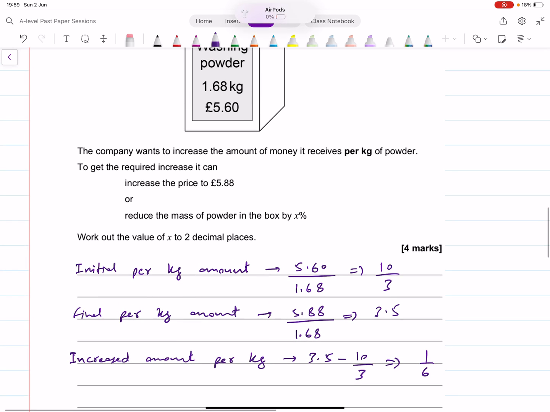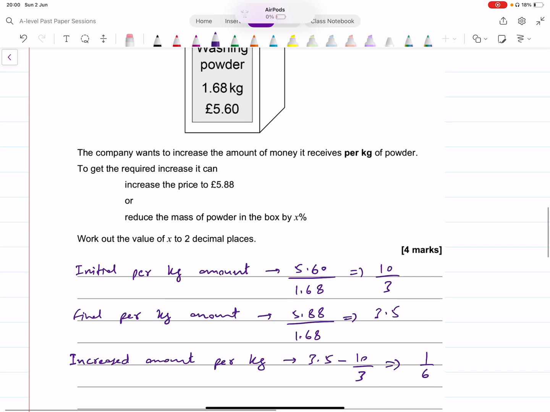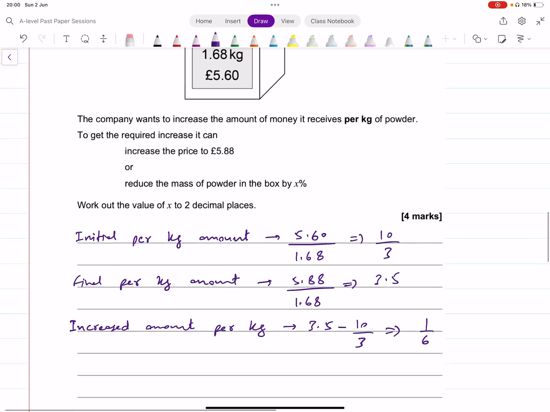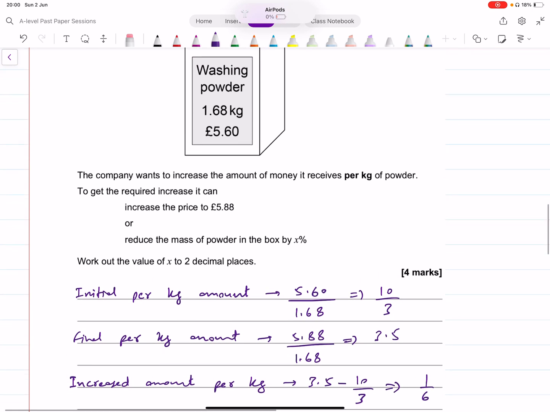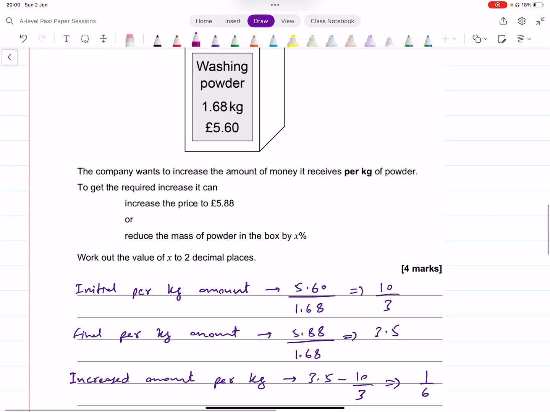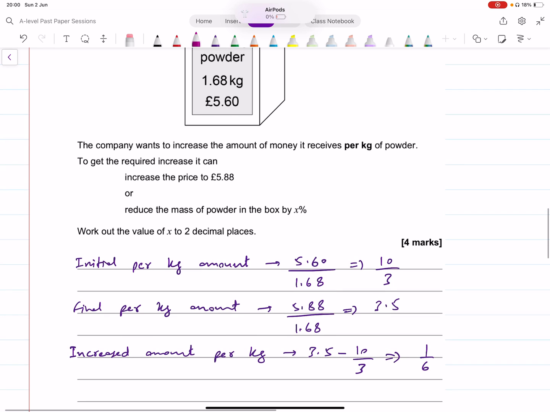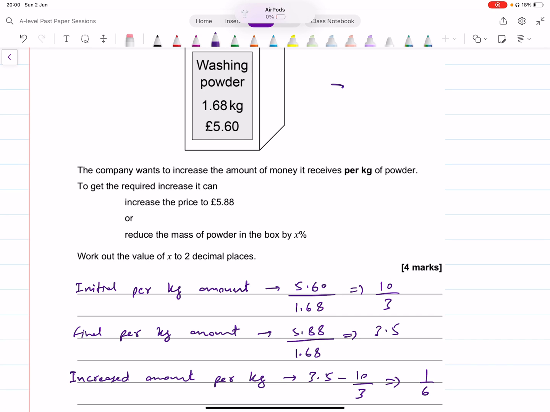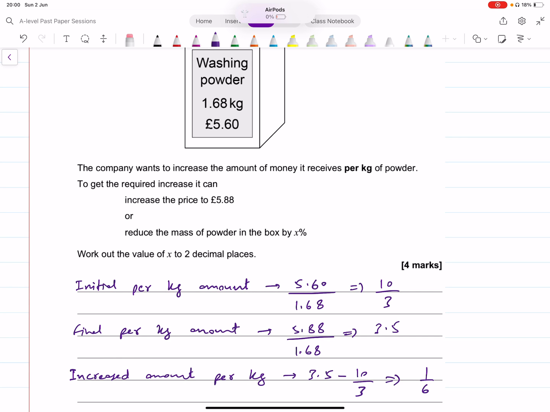Now, this is one way to get this increase in amount. Another way to get the same increase would be that you somehow reduce the amount in the box by X% so that it gives you the same increased amount per kg. Okay. Now, let's say we want the final per kg amount to be 3.5, right? How much mass should we have of the washing powder in that case if we want the per kg amount to be 3.5 pounds?